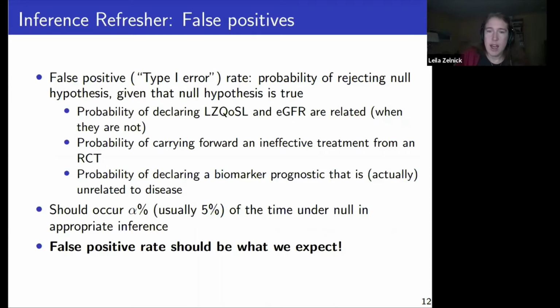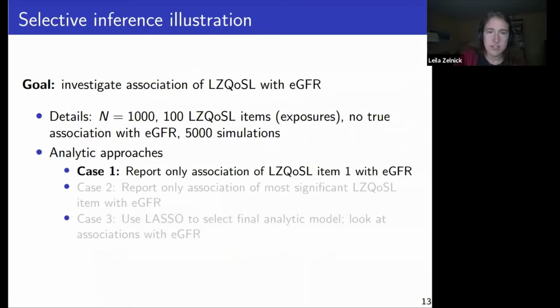So I, through simulation, have generated a little series of cases to illustrate how this might be imperiled by decisions about analysis, and when it's not. Our goal here is to investigate the association of my LZ QOSL with EGFR. I've already told you there's no relationship. So I simulated data for 1,000 people on this 100 item instrument where there's no true association with the outcome, EGFR, and I did that 5,000 times. So I can look at what happens if I were to take samples over and over and over again. That's the advantage of simulation.